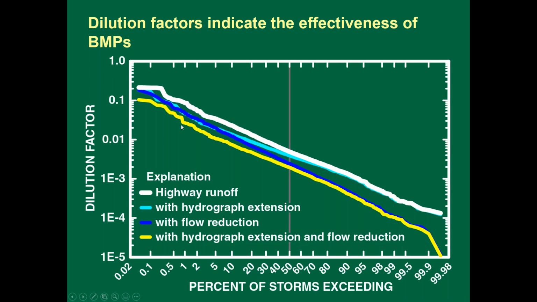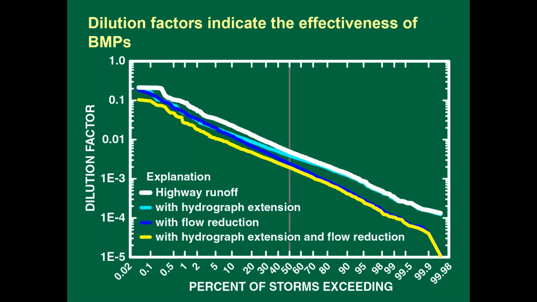is highway runoff. The light blue line would be highway runoff with a hydrograph extension BMP, hydrograph extension alone. The dark blue line would be a flow reduction BMP. And the yellow line would be hydrograph extension and flow reduction. So I guess hydrograph extension would be like a solid bottom pond that stretches out the hydrograph but does not reduce the volume.